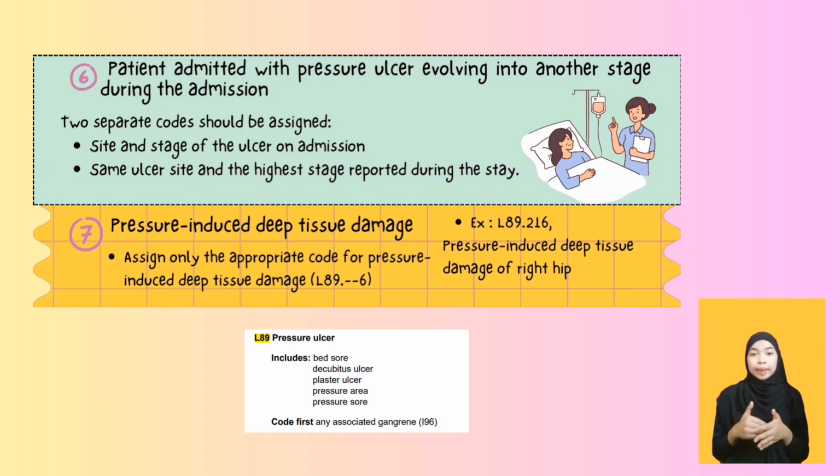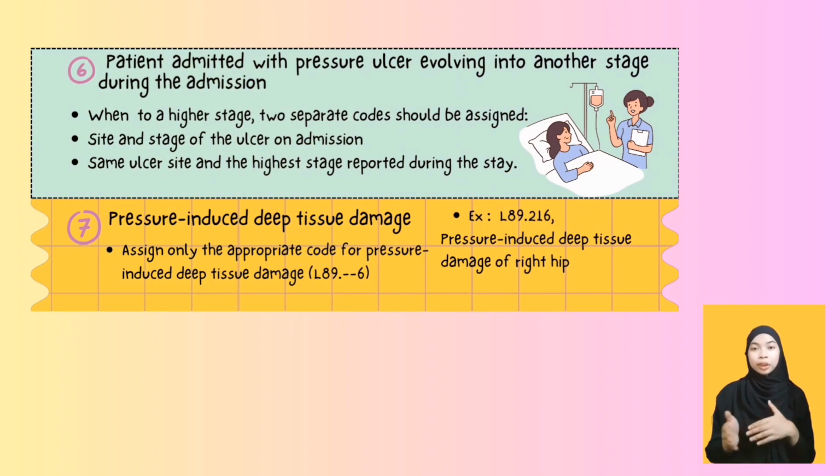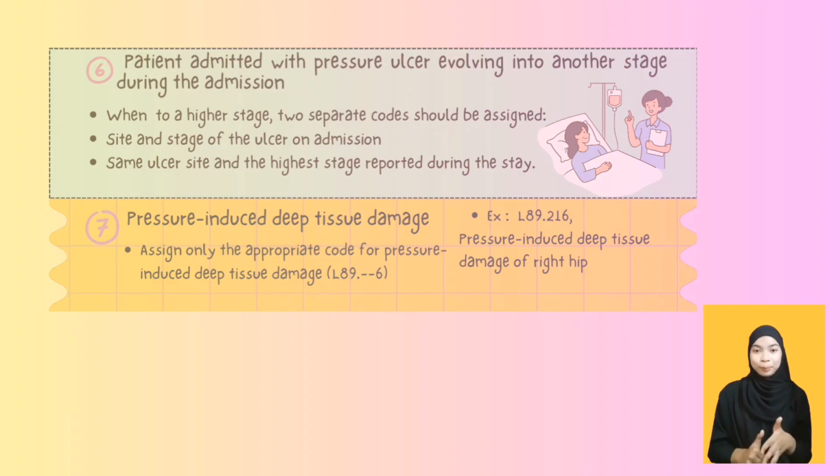This code from L89 pressure ulcer cannot become the principal diagnosis, as the tabular list mentions that the coder should code first any associated gangrene from I96. Next, if a patient has pressure-induced deep tissue damage or deep tissue pressure injury, the coder needs to assign only the appropriate code for pressure-induced deep tissue damage, L89.XX6. Note that the number 6 at the 6th character represents pressure-induced deep tissue damage. For example, L89.216 is a pressure-induced deep tissue damage of right hip.